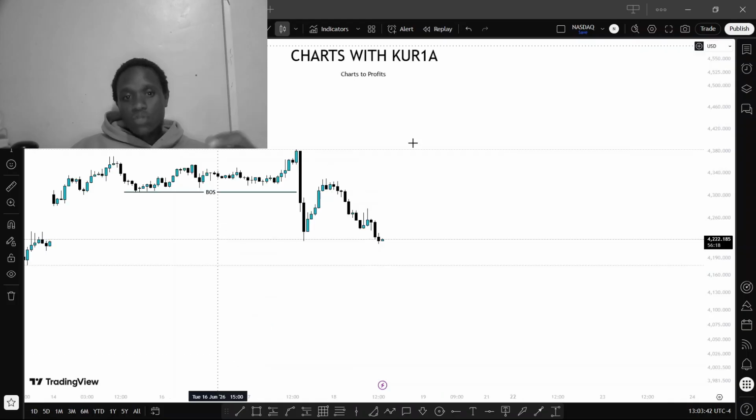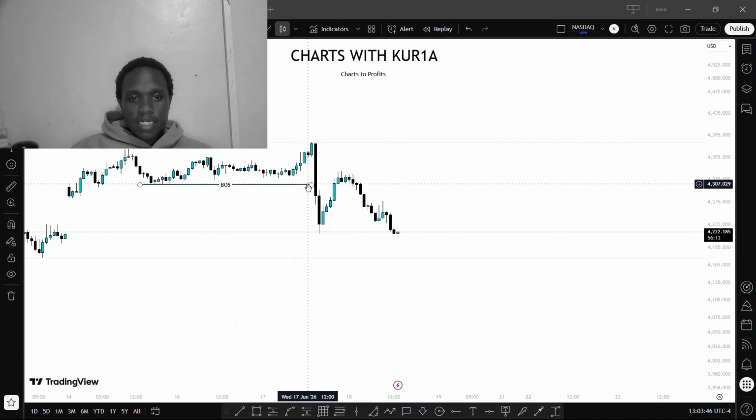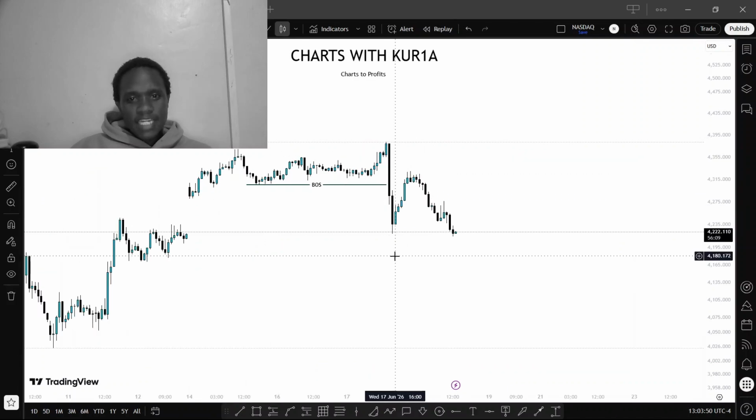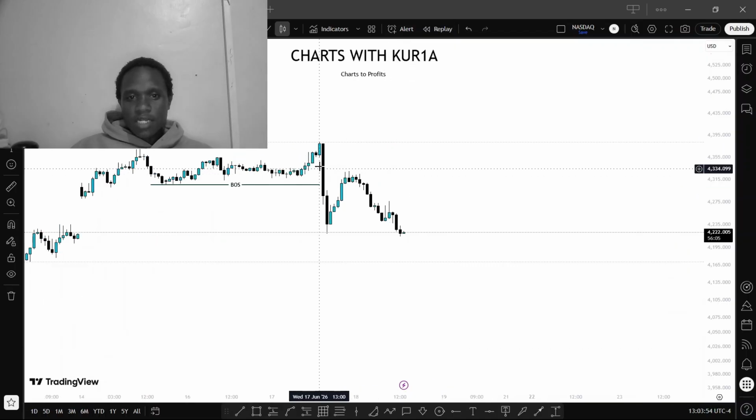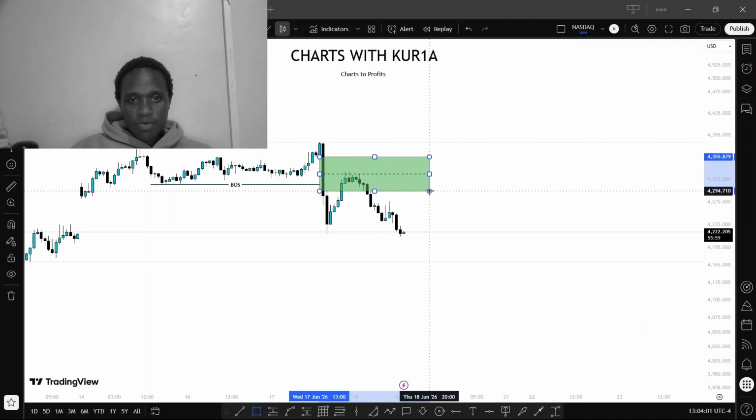So I went to the 1 hour chart to look for a better key level, and I noticed that, remember, we have marked this on the 4 hour chart. We have a daily change in state and we have this break of structure. Now we can see that we have this 1 hour fair value gap, a very big 1 hour fair value gap, which is very good to use. So I marked it out.